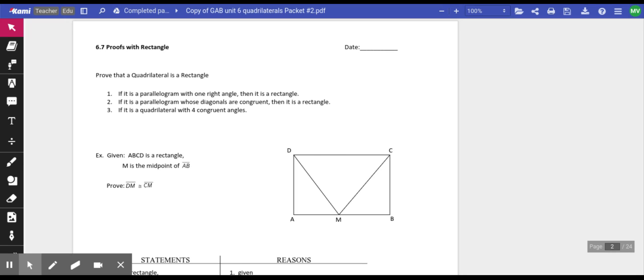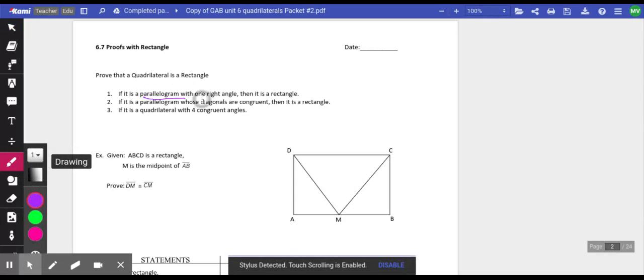Hello, everyone. Today we are going to write proofs that we're going to prove something's either a rectangle or a rhombus. So in order to prove a quadrilateral is a rectangle, you can do that one of three ways. You can show that it's first a parallelogram and it has one right angle. That means it's a rectangle.